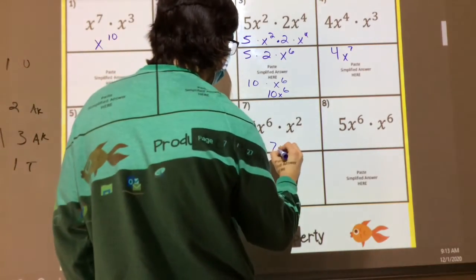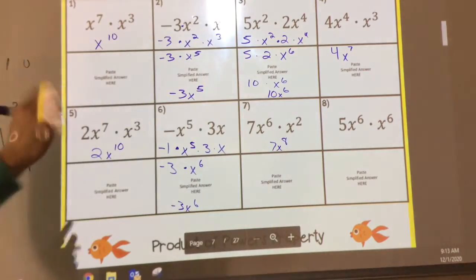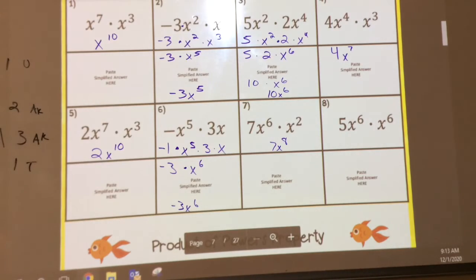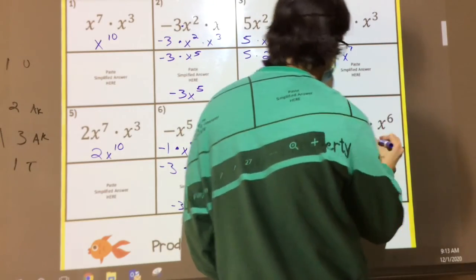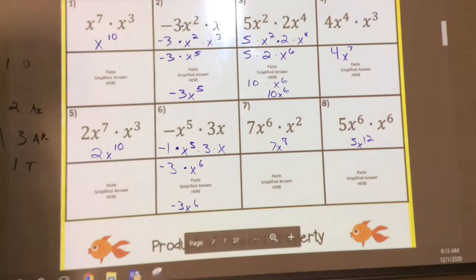This one we're going to get 7x to the 8th. And can anybody tell me what the last one's going to come out to be? Brian, go for it. 5x to the 12th. All right, how do we feel about that? Do we feel okay? Yeah, what's up, Ben?